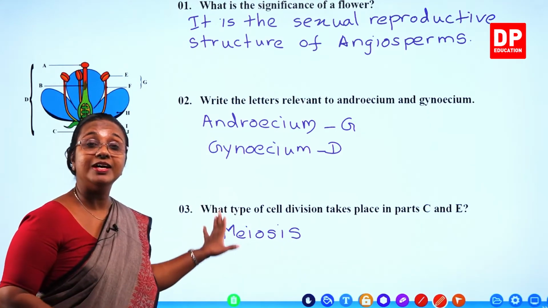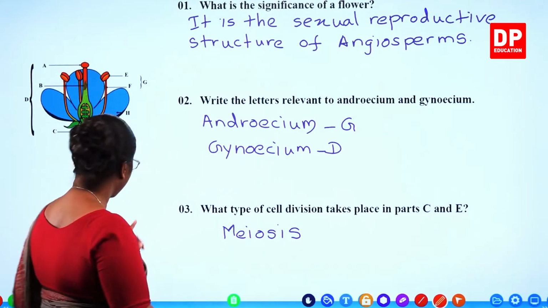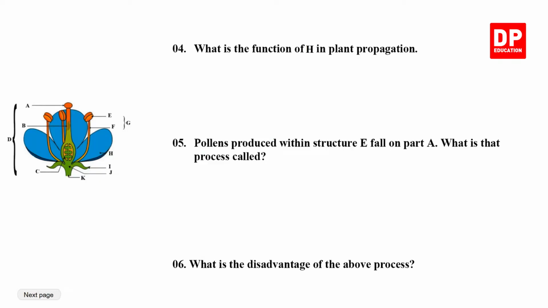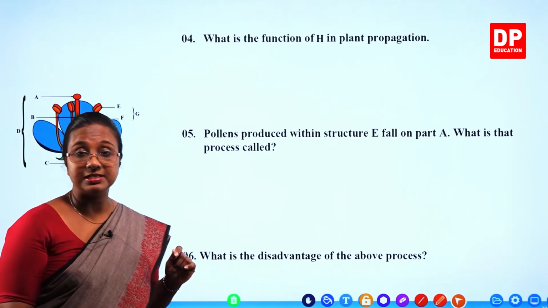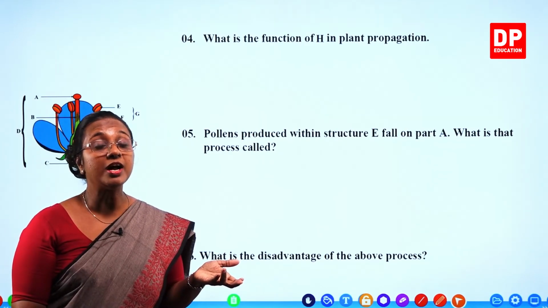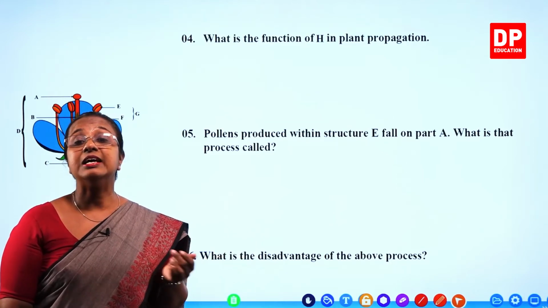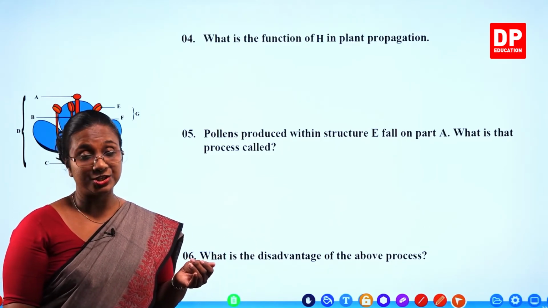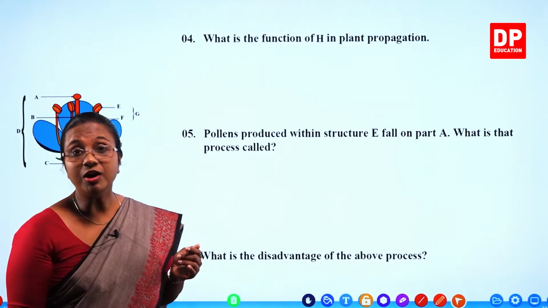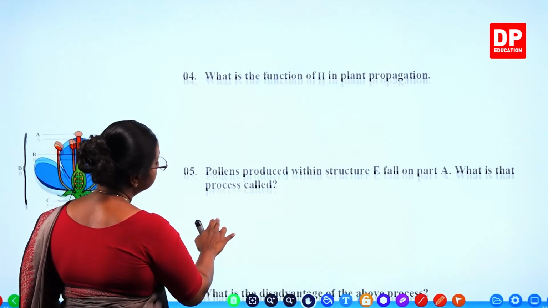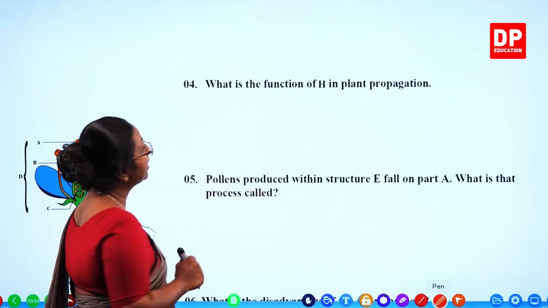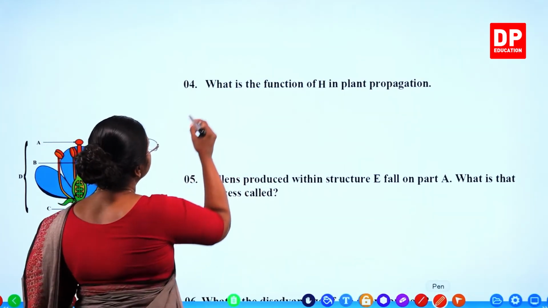I'm sure you all were able to answer up to here. I'll move on to the next part. Part 4. What is the function of H in plant propagation? So you can see here, students, from the diagram, H is the petals. Petals are needed for what? I told you all before also, they attract insects for pollination. So that is needed for sexual reproduction. So that is the importance there.